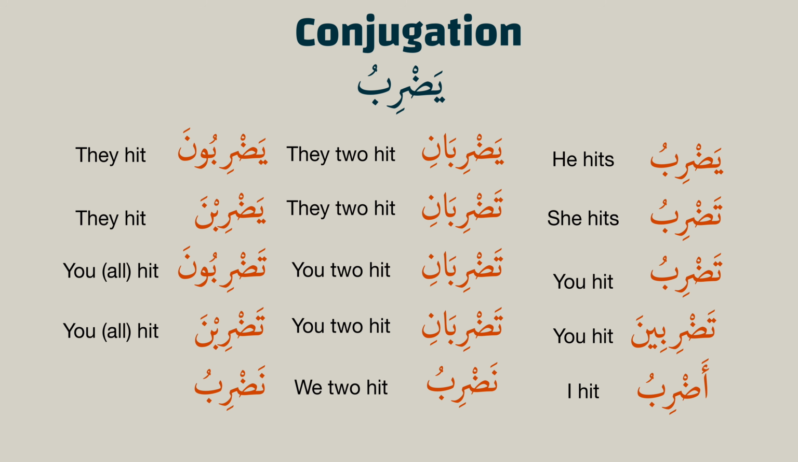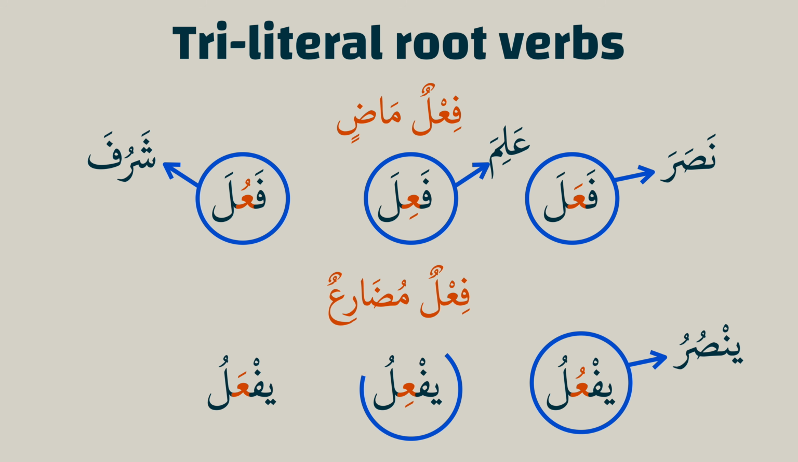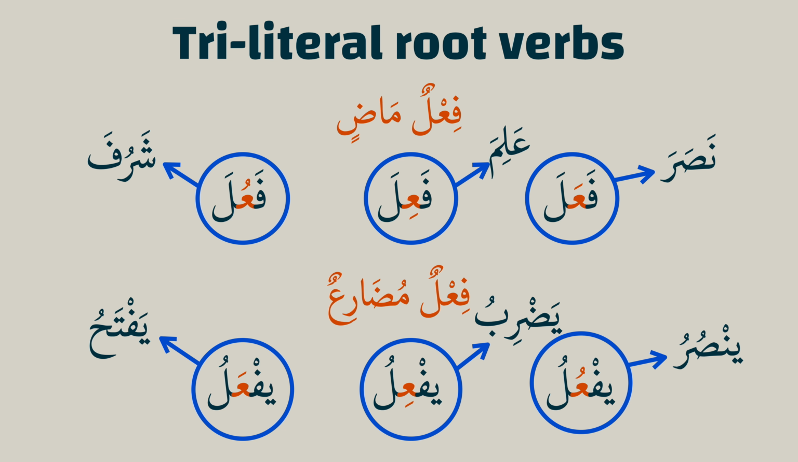And نضرب, we hit. So this is how the pattern يفعل works, and we conjugated the verb يضرب on it. I hope that's clear without any confusion. I leave the final one for you, which is يفعل, on which you'll try to conjugate يفتح, meaning he opens.